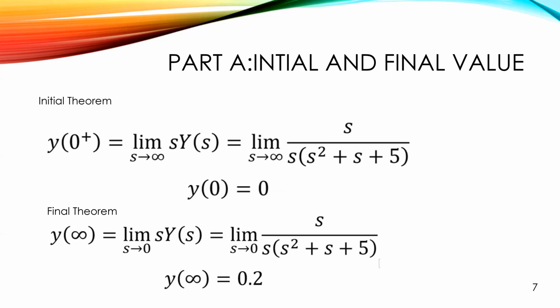Here, we have the equations for the initial and final steady state values of the output. For the initial value, we got 0, and for the final value, we got 0.2.